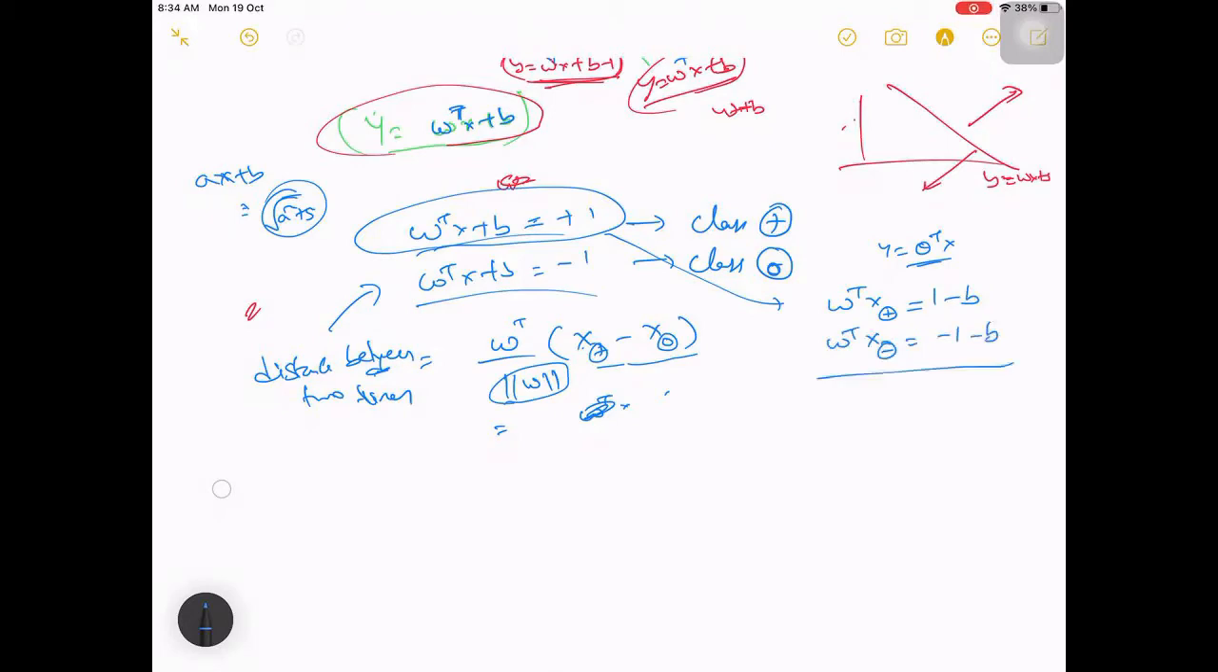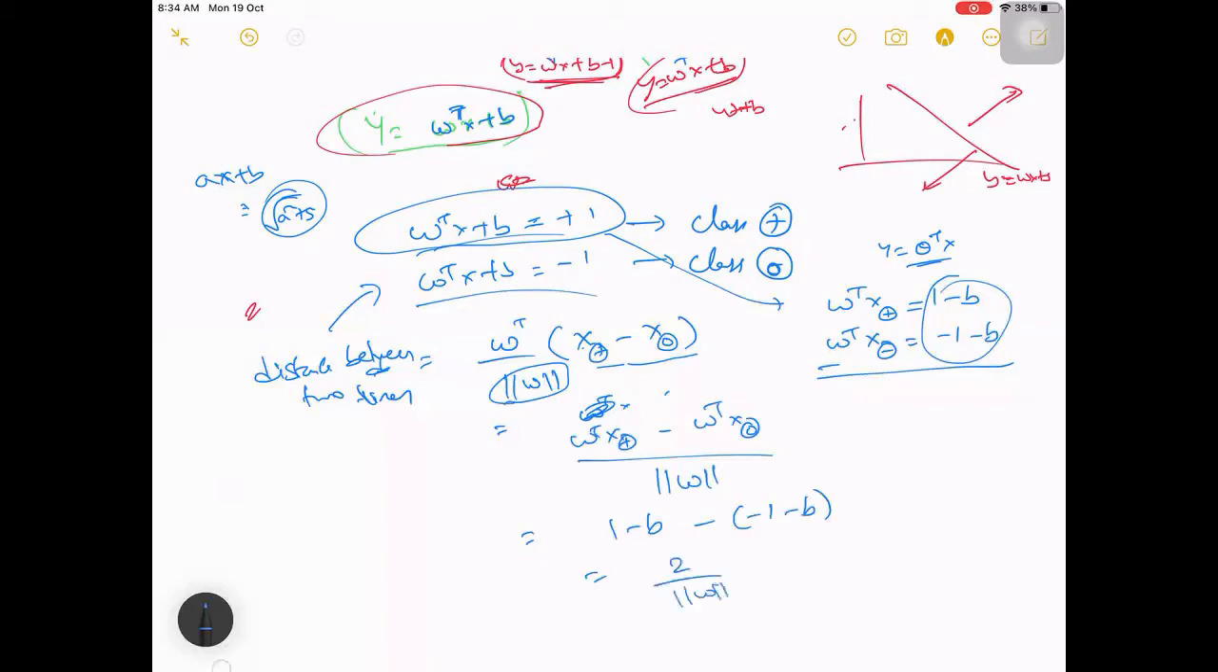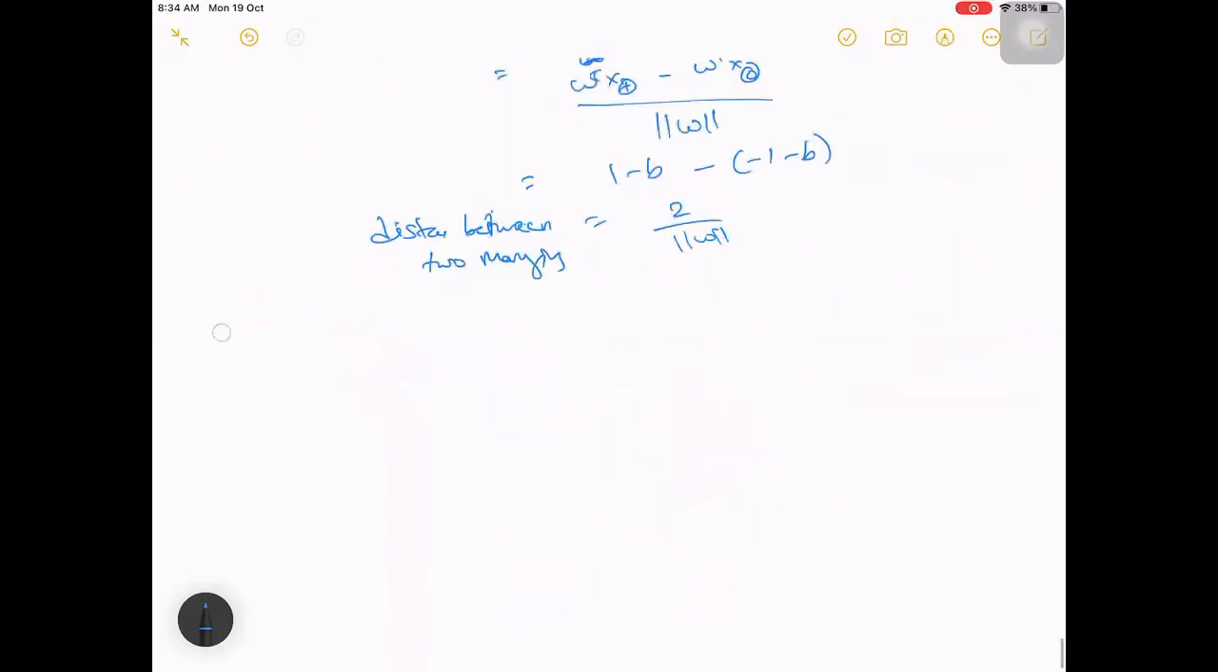If you are subtracting these two, wx plus wx0 divided by w. So what you have here is you are subtracting these two: 1 minus b minus of minus 1 minus b. So b will get cancelled and you'll have 2. This is the distance between two lines, between two margins. Let's call it margins. So finally we have this value. Okay, this is what we actually require.